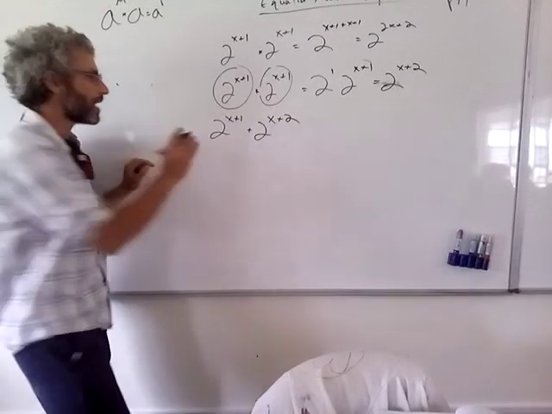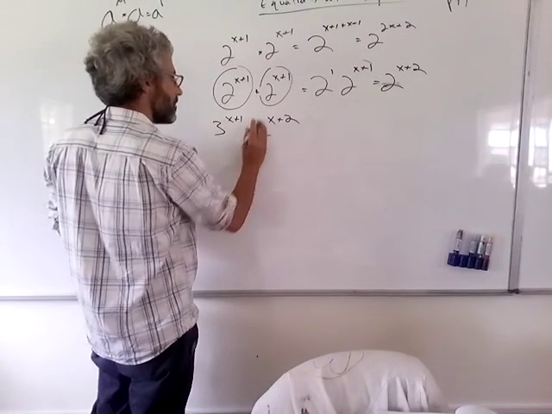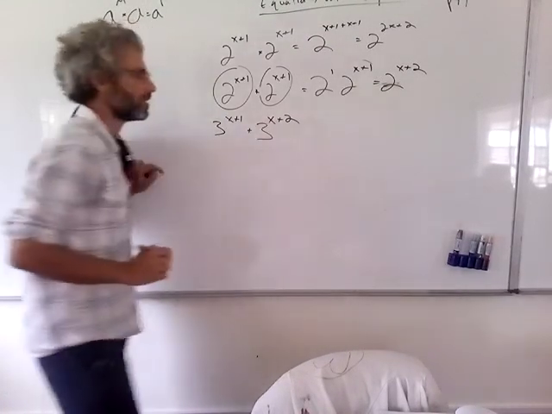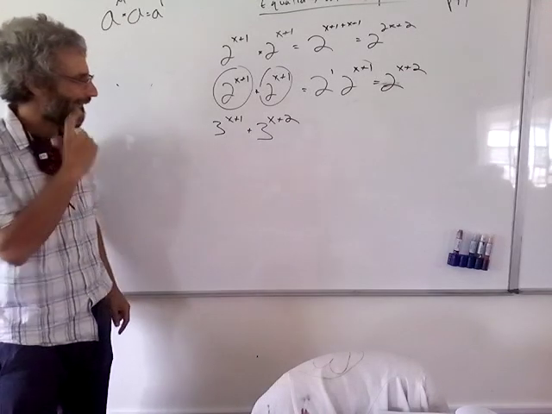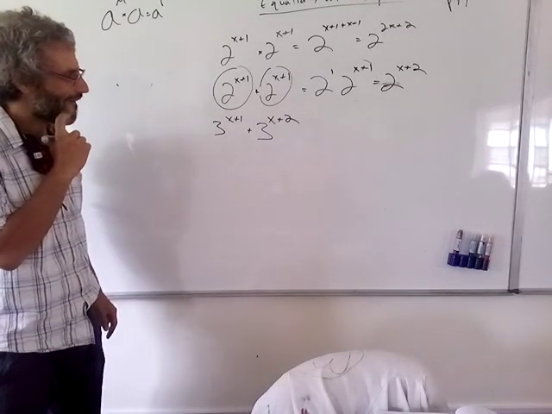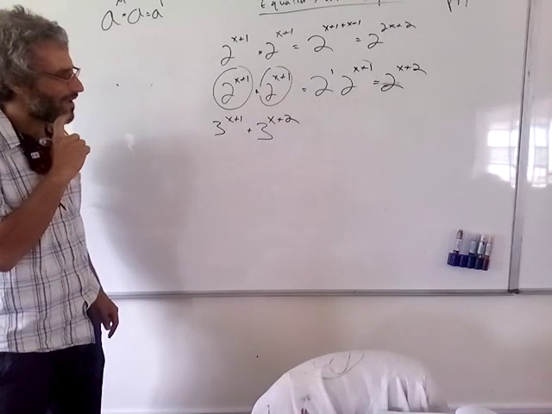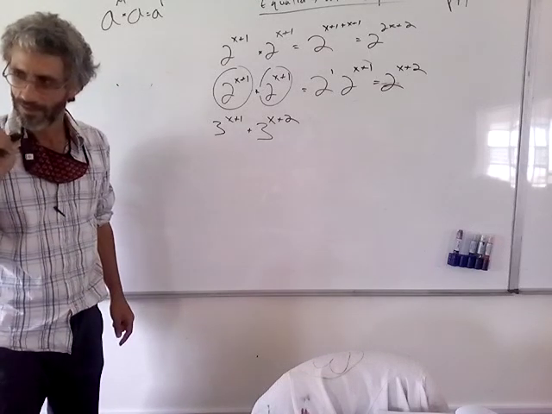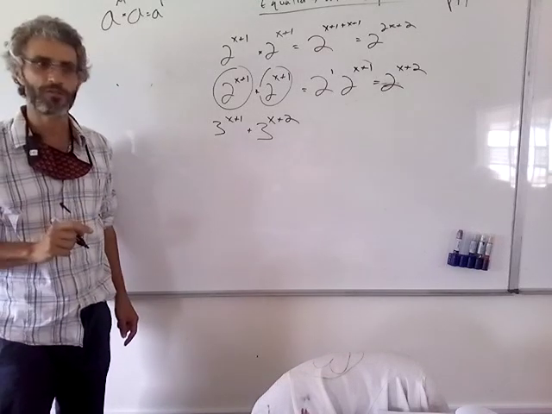No. You know what? I'm actually going to change it a little bit, because otherwise it will be a bit confusing. So let's just use 3. So you'll say 3 to the power of x plus 1 plus 3 times 3 to the power of x plus 2. Very good. Very good. Well done, Luan.